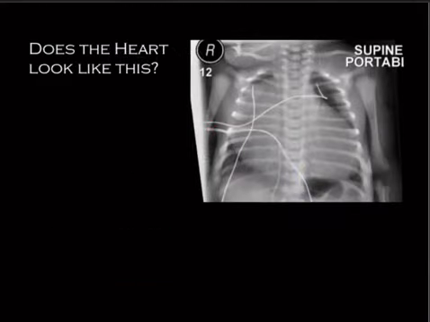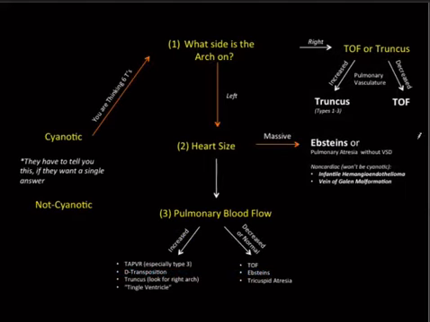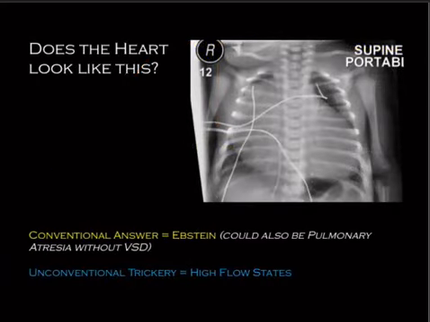All right, the next thing is whether the heart is really, massively big, or it's not. So is there a massive heart or not? We said that's Epstein's when it's a really massive heart, or pulmonary atresia with an intact interventricular septum. But there's another thing. You can have tricky cases that show you a really big heart, but the heart is structurally normal. How can that be? High flow states, and there are two of them you need to know.